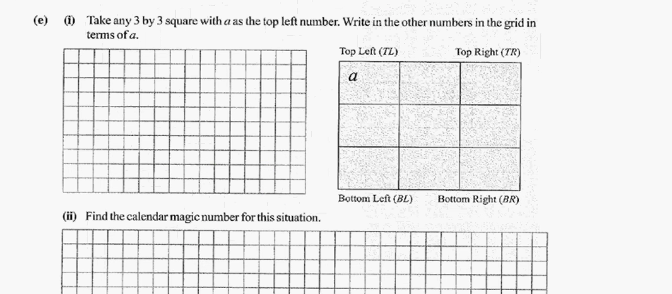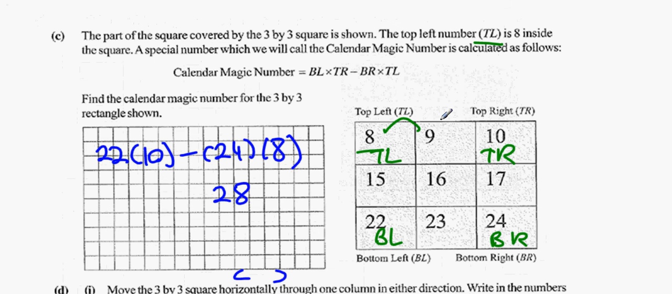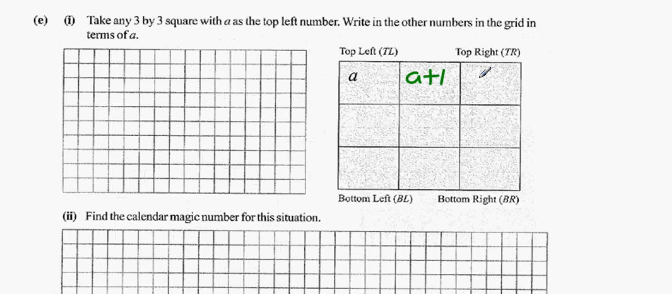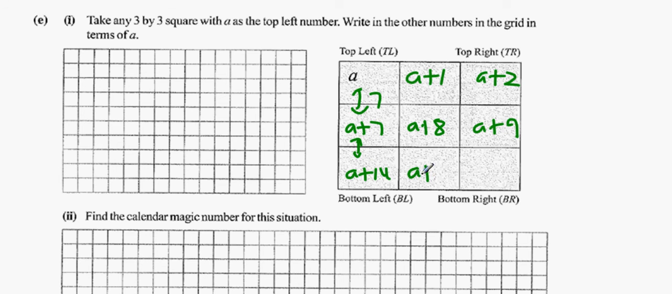Okay, taking any 3 by 3 square with A as the top left number, write the other numbers in the grid. So in the last one, we always add on 1 when we're going across. So that's going to be A plus 1, A plus 2. We always add 7 when we're going down. That's going to be A plus 7, A plus 8, A plus 9. And then add another 7 downwards. We're going to get A plus 14, A plus 15, and A plus 16.